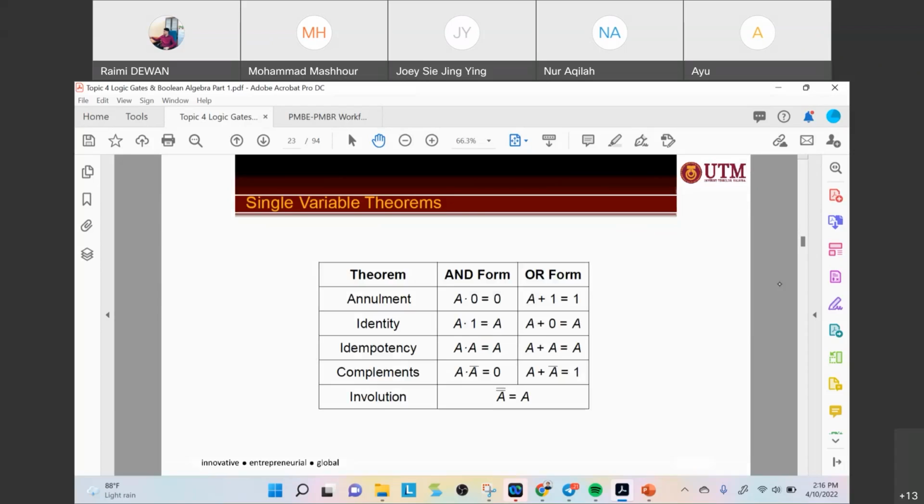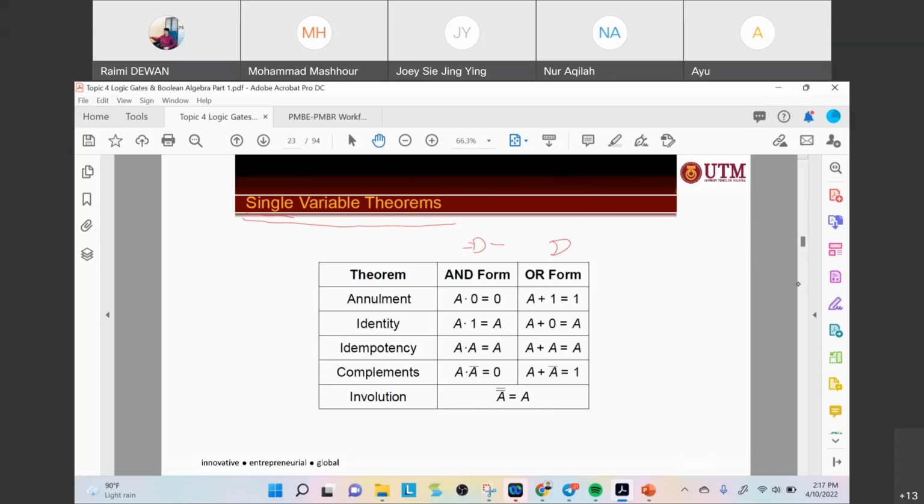So there is one thing about the single variable theorem. The word single means we only have one variable, whether it is A or B, but only a single variable. You cannot have more than one. So this means single variable. Okay, single. So for this one is the NOT form.